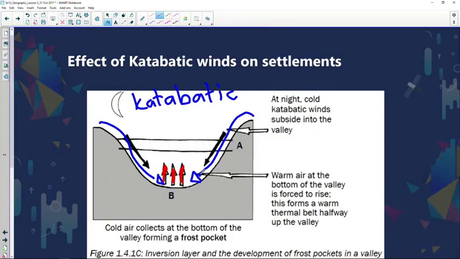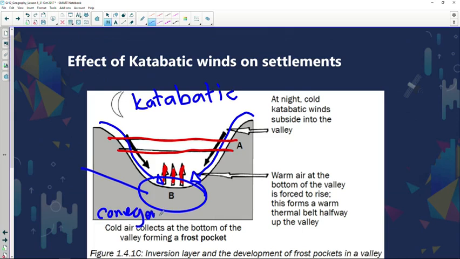What's going to happen with this warm air? It's going to force it to rise. All this warm air has been uplifted. Now, the reason why this warm air is being uplifted, because what happens down here? Convergence. As you can see, if you look over here at the valley, at night time the cold katabatic winds sink. The warm air in the bottom of the valley is being forced to rise. And then the thermal belt is being created. And this area over here is the thermal belt.